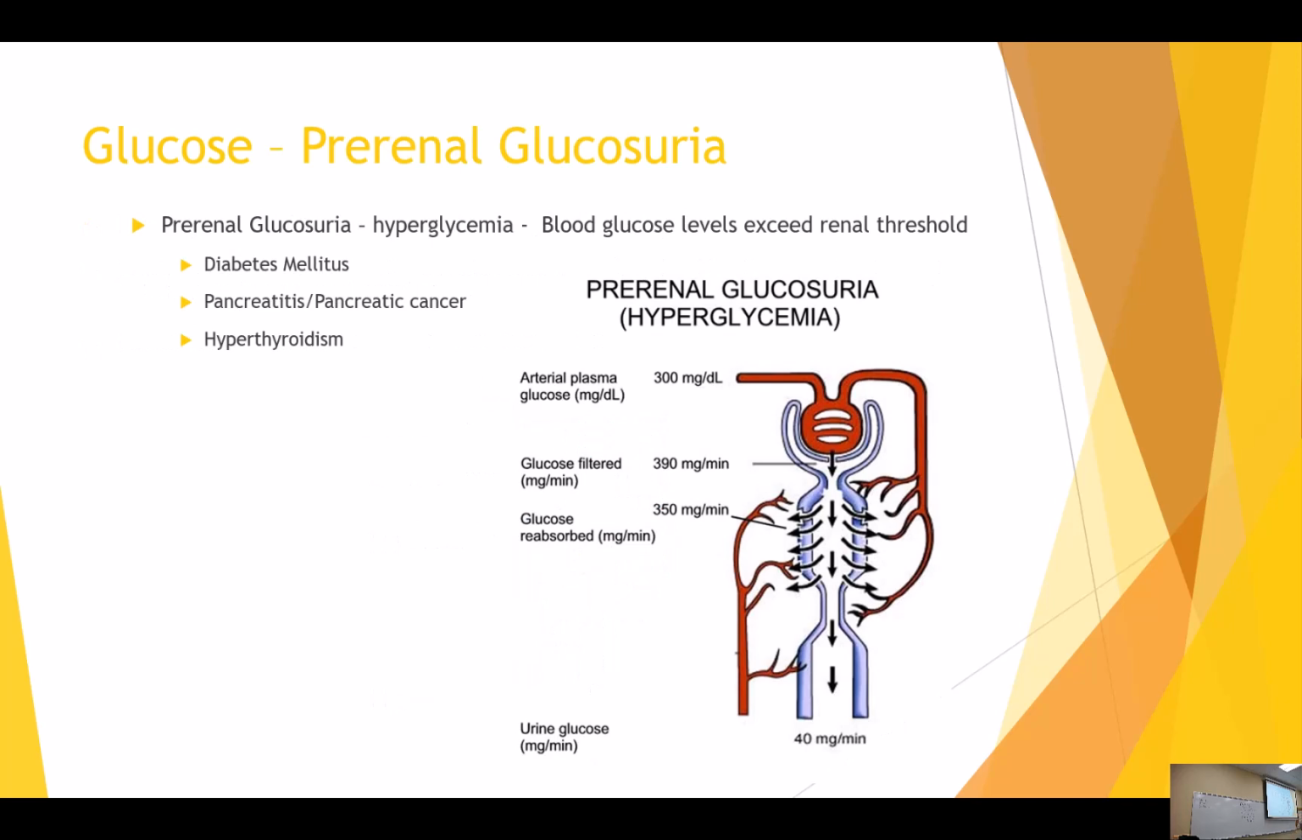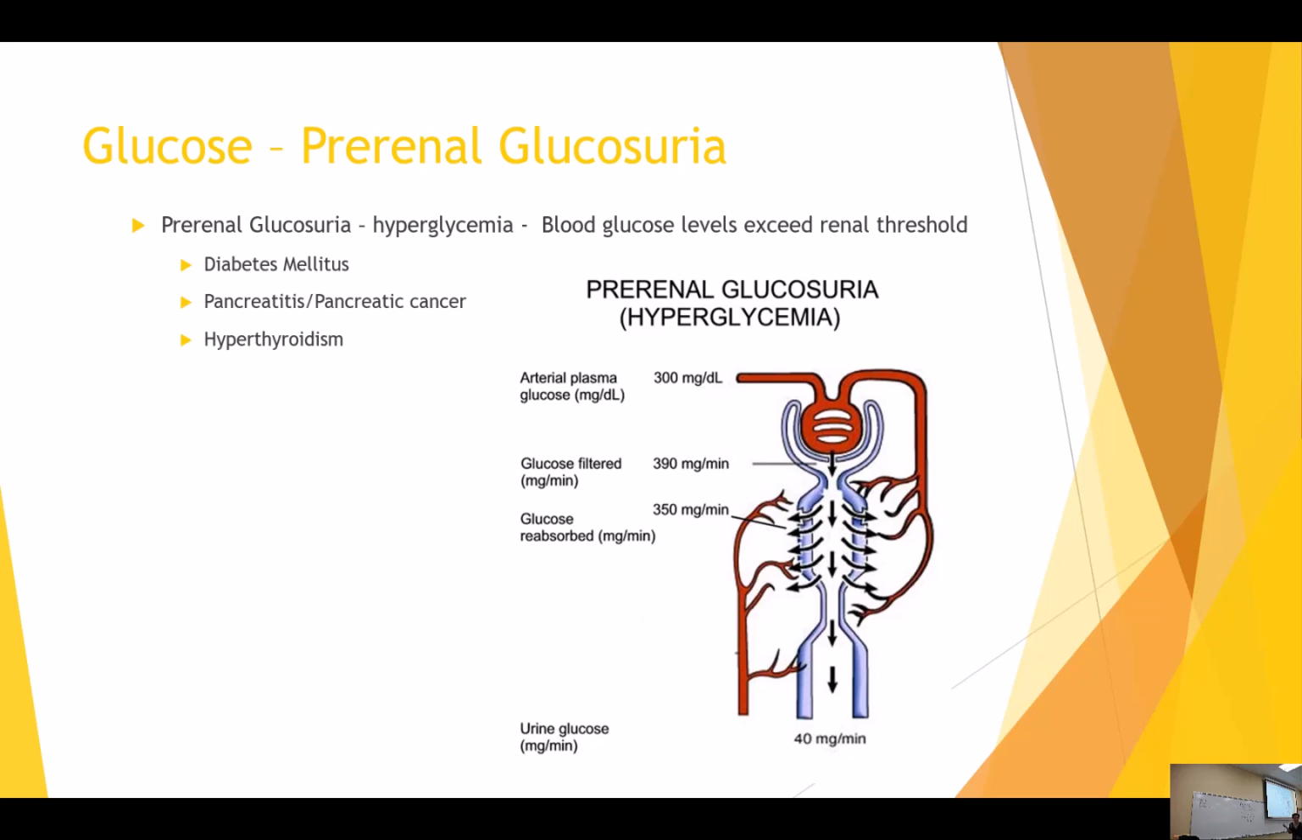Now, when we're looking at prerenal glucosuria, hyperglycemia, we're looking at diabetes, pancreatitis, or hyperthyroidism can all cause this. And what's happening in this situation is our arterial plasma glucose is running about 300 milligrams per deciliter. The glomerulus is able to filter out 390 milligrams per minute. However, the glucose reabsorption can't handle that. It can only handle about 350 milligrams per minute of reabsorbing, which means we end up with about 40 milligrams per minute in the urine.